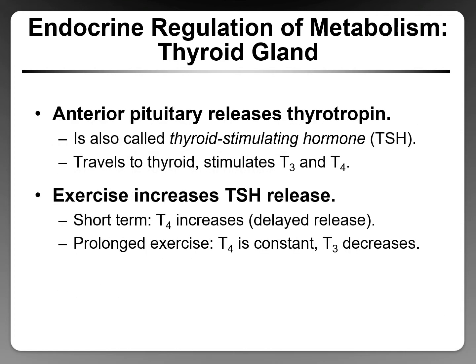Our thyroid gland will also be impacted by our anterior pituitary gland. Our anterior pituitary gland will release thyrotropin, also known as thyroid stimulating hormone, or TSH. This will travel to the thyroid and stimulate the production of T3 and T4. Exercise will also impact and increase the release of TSH. This means in the short term, T4 can increase after a delayed release. And if we participate in a prolonged exercise program, T4 will remain constant while T3 decreases.